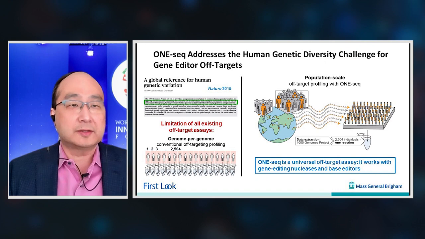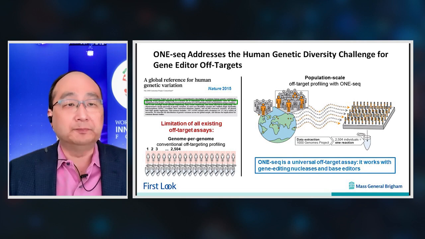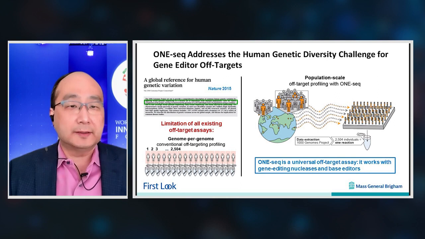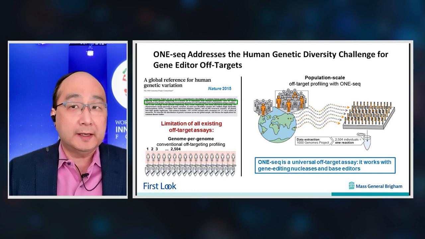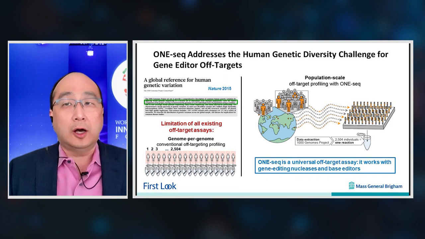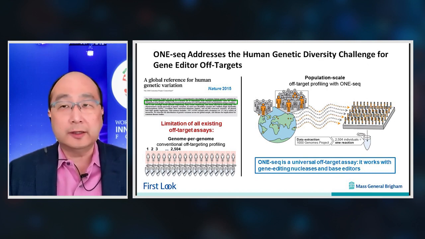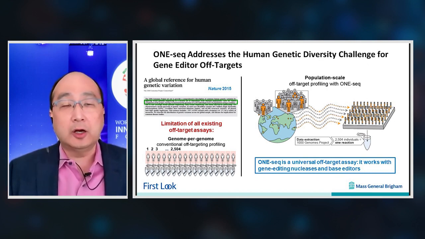So for example, this is a paper describing the final results from the 1,000 Genomes project, in which they sequenced 2,504 individuals from a globally distributed set of people. And what this highlights then is the limitation of all existing off-target assays. So for example, if you wanted to determine what the impacts of all the different genetic differences in these 2,504 individuals were on the off-target profile of just a single gene editor, you would actually have to do 2,504 individual assays. And that's because all existing assays are really set up to be done one at a time.